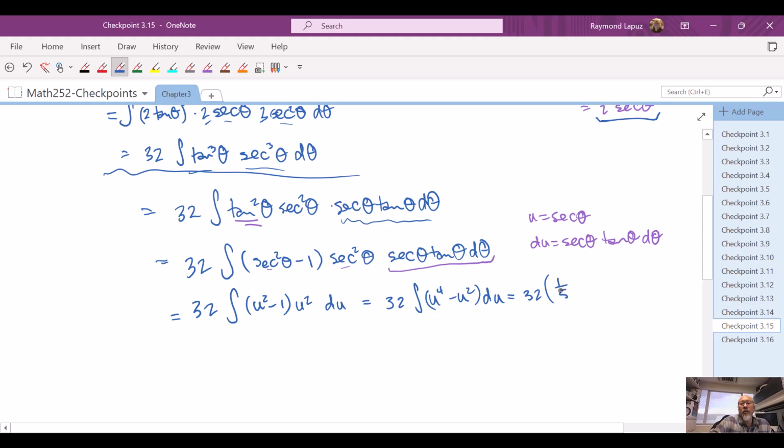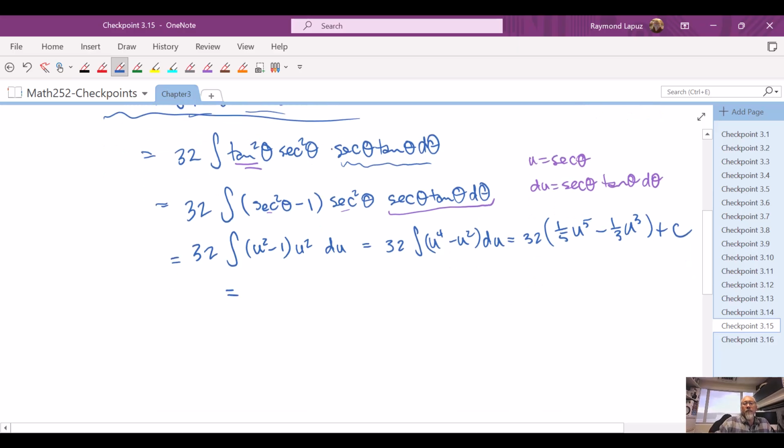This will be 1/5 u to the 5th minus 1/3 u to the 3rd, and then we'll put a plus c. Change everything back in terms of theta. That's secant theta, so wherever we see a u, we'll replace it with secant theta. We'll have the 32 out here, and we got 1/5 secant to the 5th of theta minus 1/3 secant cubed theta, and then plus c.